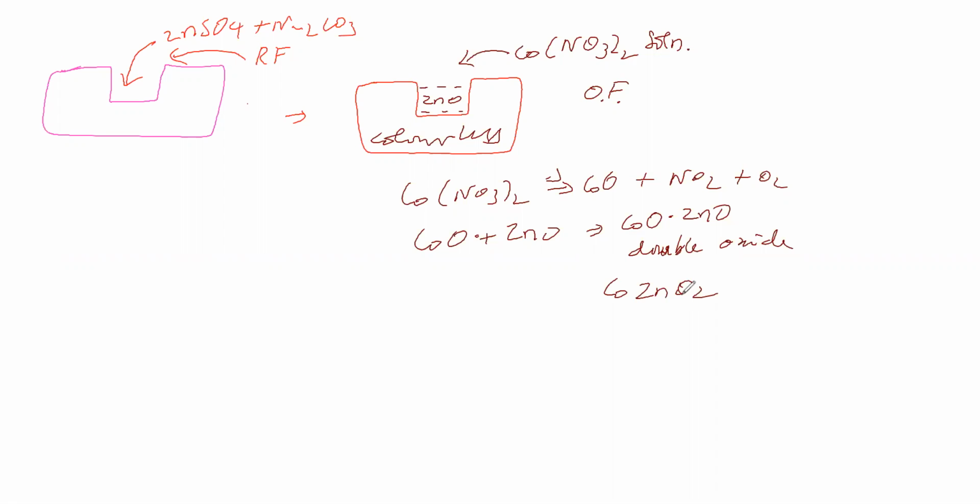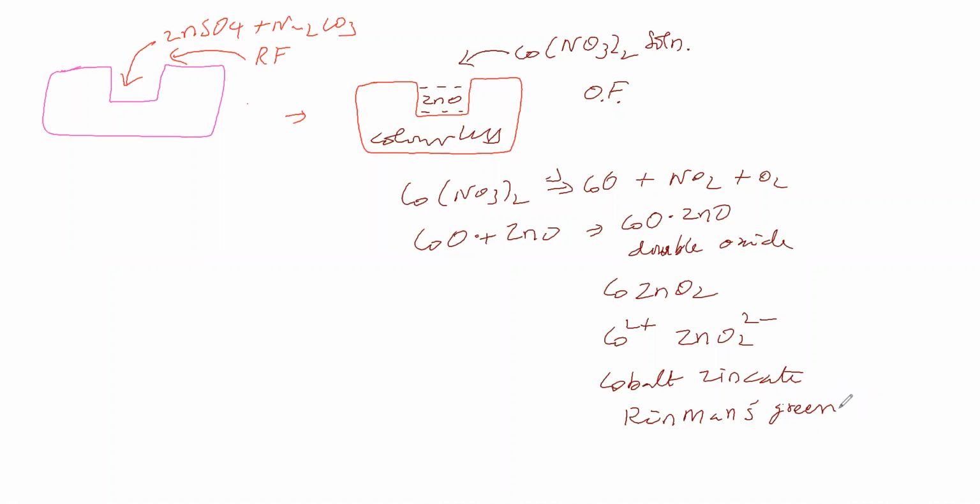CoZnO2. That means Co has 2 plus oxidation number. ZnO2 has net charge 2 minus, so zinc is present in the anionic part. This is called cobalt zincate. It has the color Rinmann's green. So the color of this cobalt zincate is Rinmann's green.